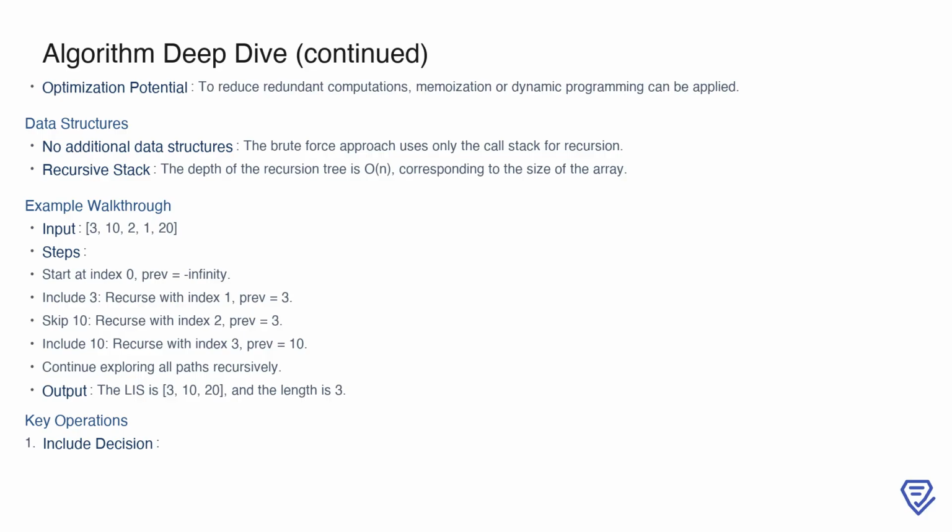Let's consider a specific example to understand the steps involved. If the input array is 3, 10, 2, 1, 20, we start at index 0 with previous set to -infinity. The algorithm explores both decisions, including the element 3 and excluding it. If included, we recurse with previous updated to 3 and move to index 1. Similarly, for each subsequent element, the algorithm evaluates both options. Ultimately, the LIS for this array is 3, 10, 20, and the length is 3.